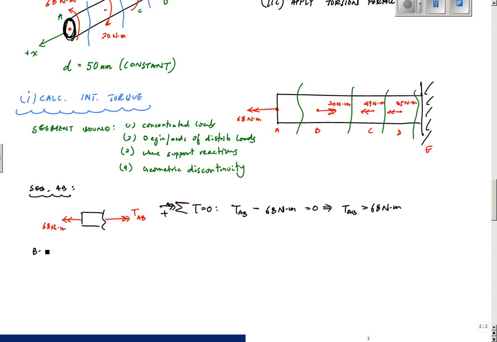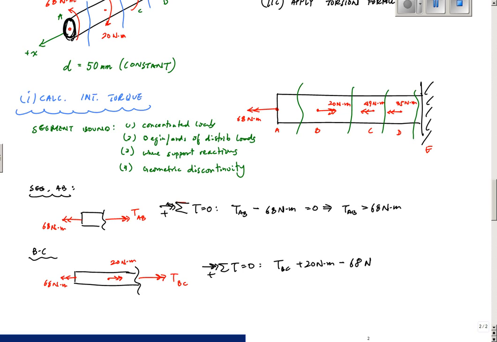So here I'm just going to go one at a time, segment BC, and here again you may want to fast forward this if you are feeling good. Here segment BC, so I want to make sure I include all the external forces. 68 Newton meters. I looked at the cut through segment BC here, and this one is 20 Newton meters, and then this would be internal TBC right here. I sum the torques equal to 0, positive to the right, or globally positive, then TBC plus 20 Newton meters minus 68 Newton meters equals 0, and that tells me TBC is equal to 48 Newton meters.